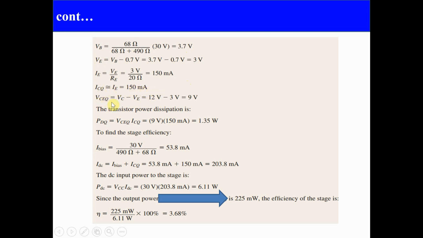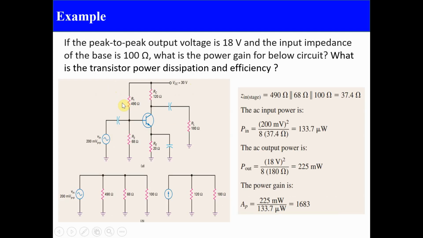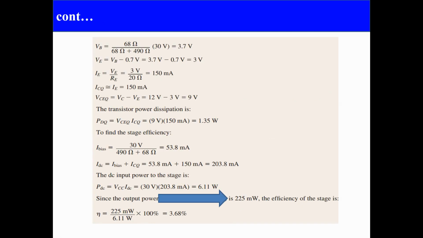Now what is VCQ? VCQ is equal to VC minus VE. VC we can find out, and VE we have found out. So we can find VCQ, and VCQ is equal to this much.